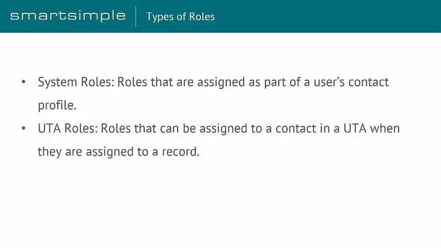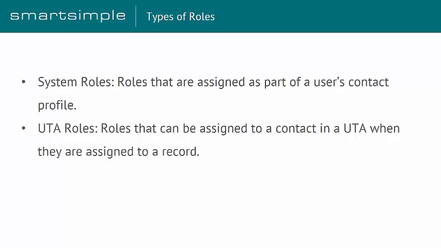The next thing I'd like to go over with you is the types of roles in the system. There are 2 main types: system roles and UTA roles. System roles are roles that are assigned as part of a user's contact profile, and UTA roles are roles that can be assigned to a contact in a UTA when they're assigned to a record.